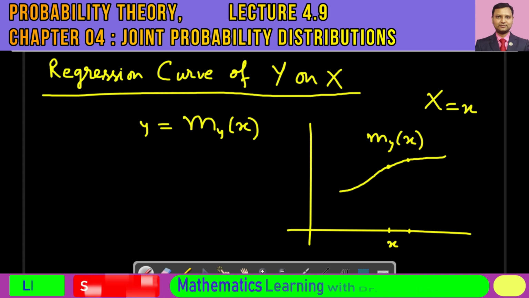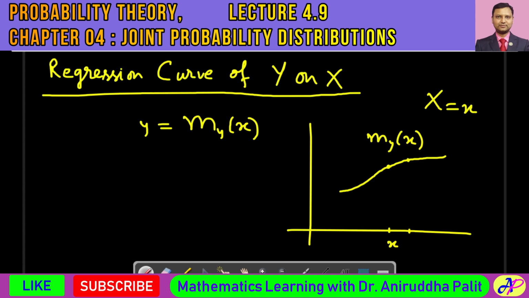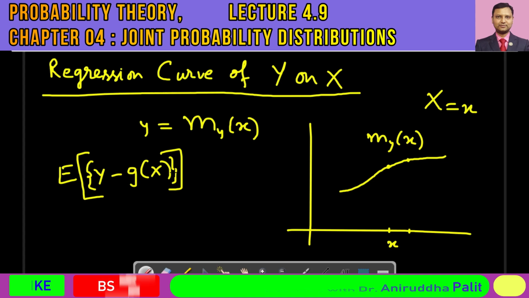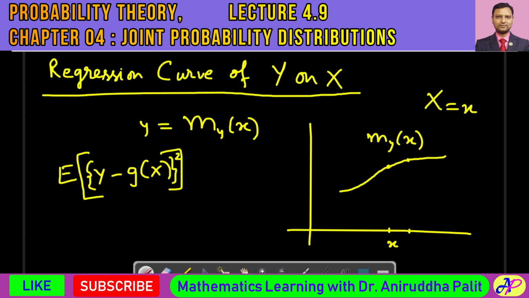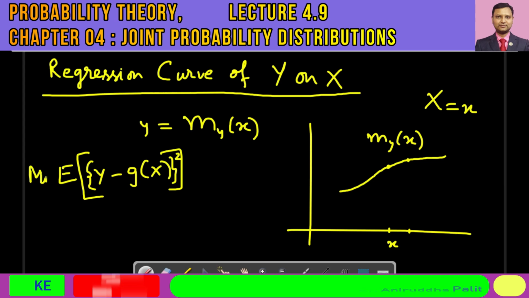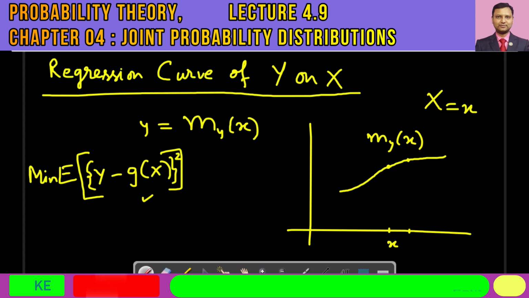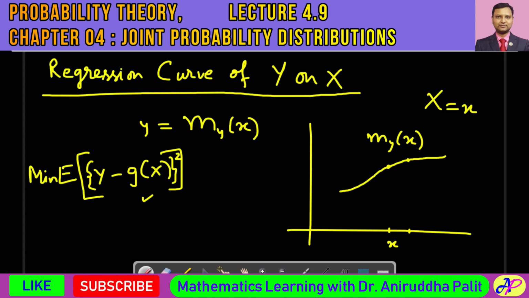And we already proved this result so far, that the expectation of y minus g of x, whole square, is minimum. We obtain the minimum value of this result when this function g of x becomes equal to m y of x.